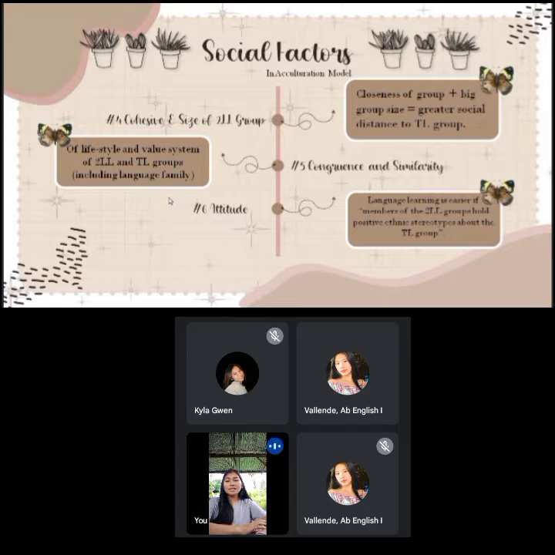The next one is congruency and similarity. So what does it mean? It means the lifestyle and the value system of the second language and the target language group. I think for me, it's just the same as number three, the enclosure. If they have the same lifestyle or value system, the more receptive we are to learning the second language. That includes the language family as well, but that's more on the linguistic part. The next is social factor or attitude.